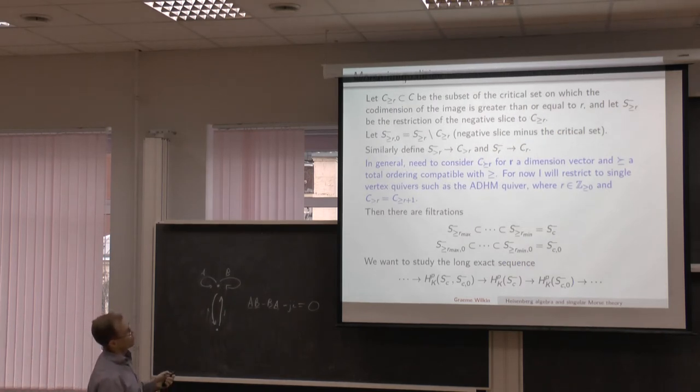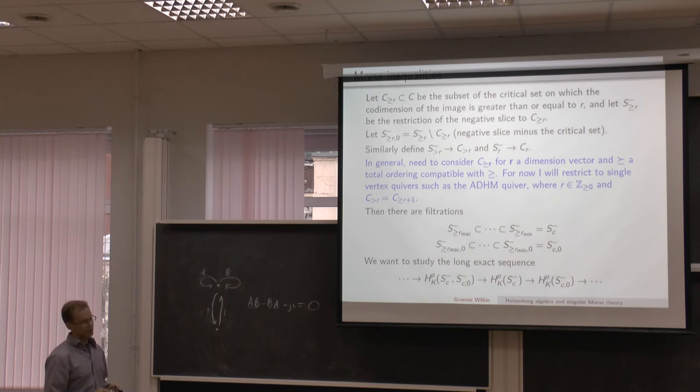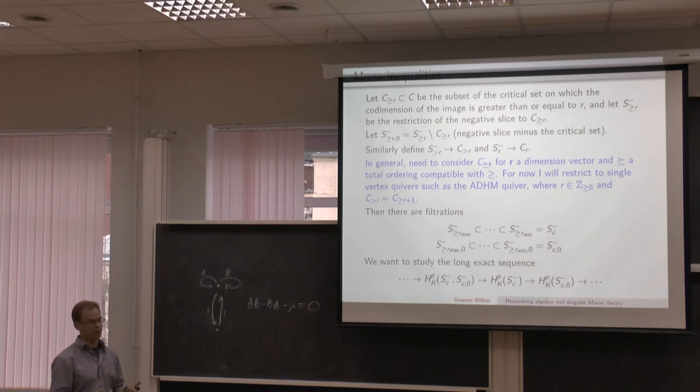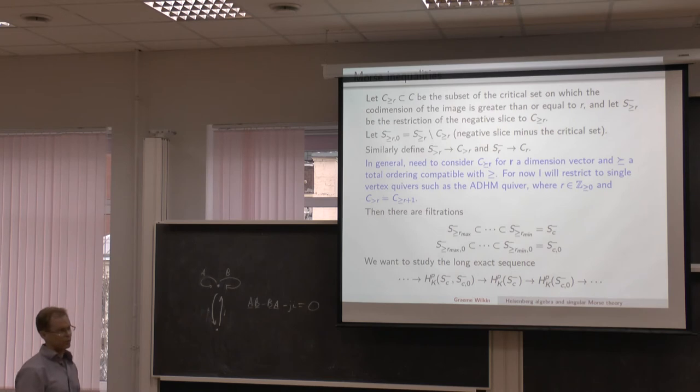Alright, so again, we can define these loci. This is the subset of the critical set where the codimension of the image is greater than or equal to this number r. And then we can restrict the negative slice to this set. Again, we want to compare that to the negative slice minus the critical set. In general, you would like to do this where you don't just have a single vertex quiver like in the previous example, but actually an arbitrary quiver, for example the ADHM quiver or the Hanany-Witten quivers. In that setting, you don't have a total ordering on the integers, you have some partial ordering on dimension vectors, and then you want to make that compatible by picking a total ordering. So I want to mention that setting is more complicated. Some of the ideas will work in that setting, but for now I'm just going to restrict to the ADHM for the remainder of the talk. It's easier because being bigger than some integer is the same as being greater or equal to the next integer.